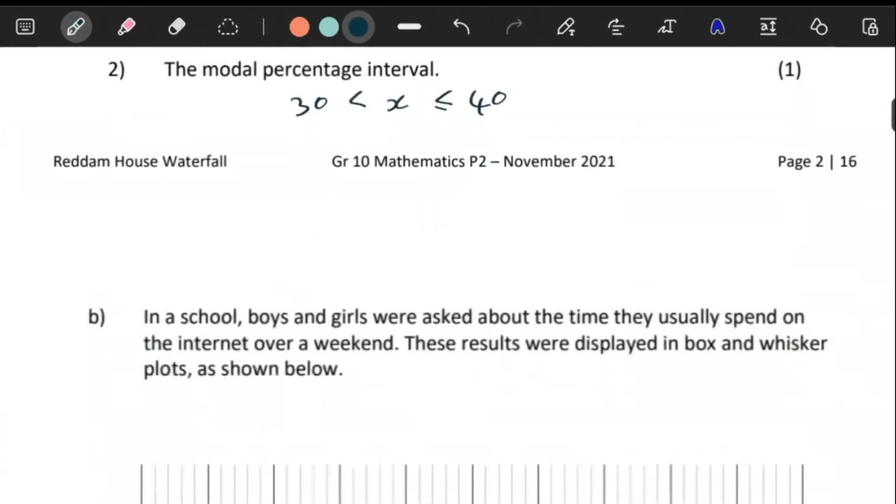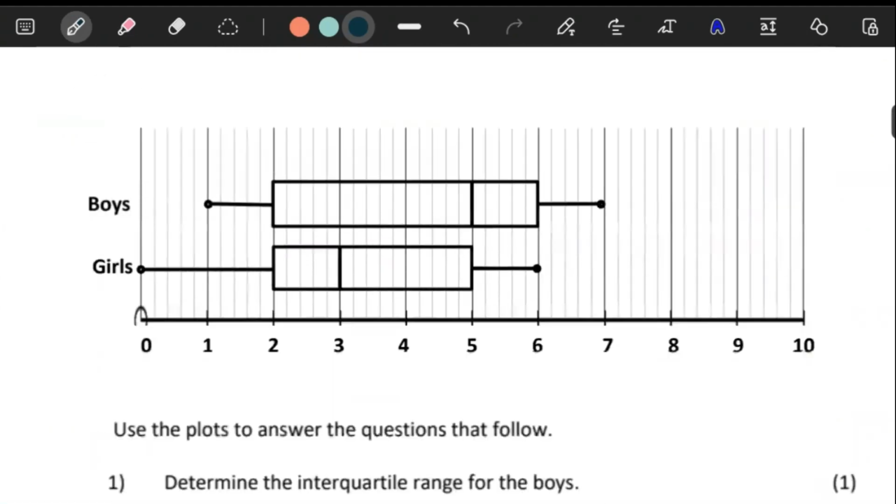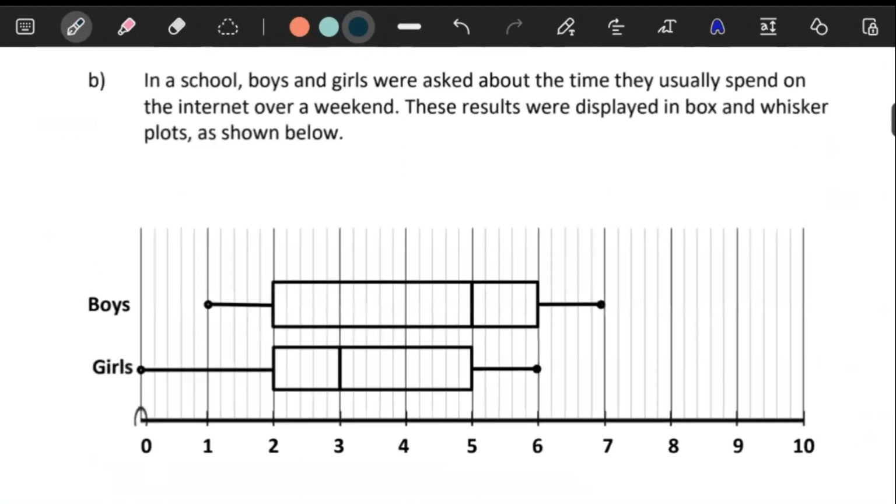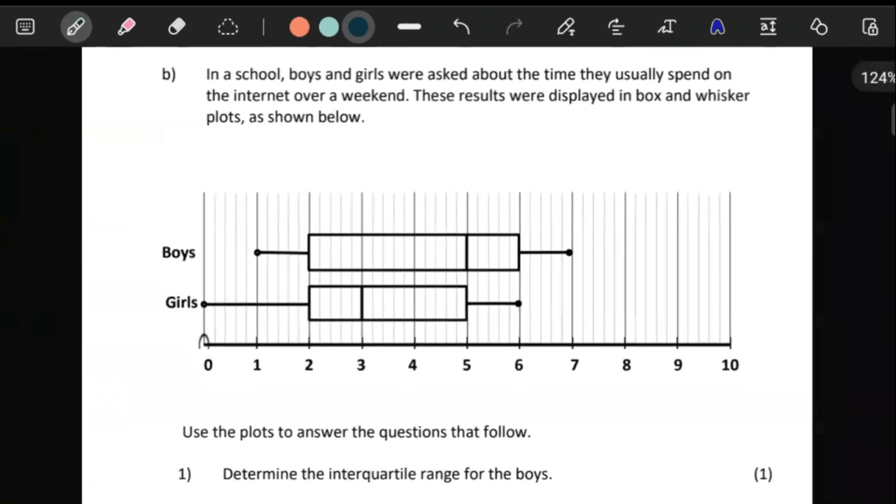Let's keep things moving, you know. Let's see. In a school, they said here, boys and girls were asked about the time they usually spend on the internet over a weekend. These results were displayed in box and whisker plots as shown below. So you have the box and whisker plot for the boys and the one for the girls. Question number 1. So use the plots to answer the questions that follow.